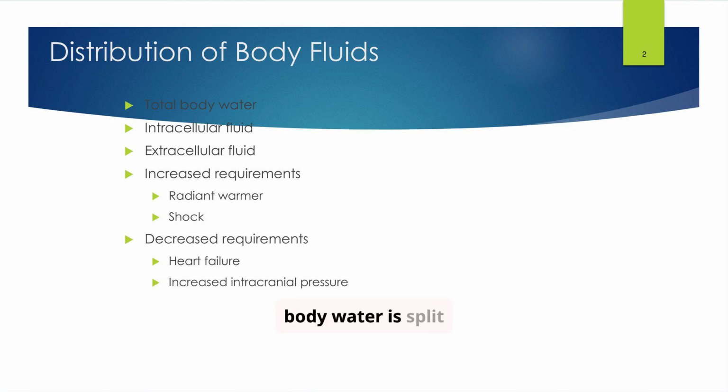Total body water is split between fluid inside the cells, intracellular, and outside the cells, extracellular, like plasma and interstitial fluid. Kids, especially infants, have more extracellular fluid, which makes them more vulnerable to dehydration. And things like radiant warmers in NICU or fever increase their fluid needs.